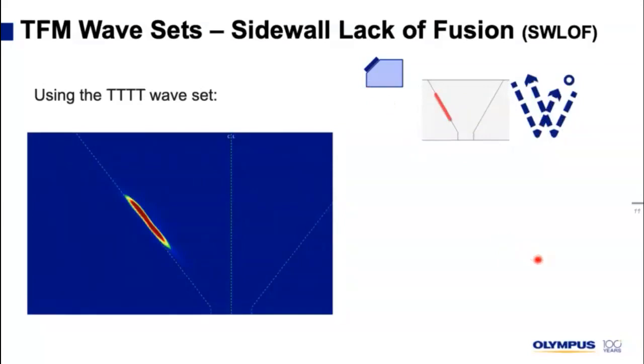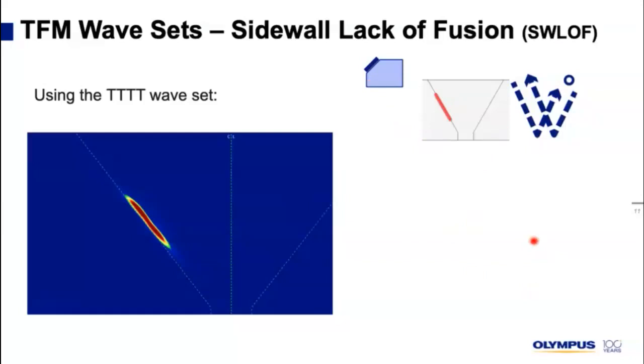But now with the TTTT, I really have a nice reflector. So now I'm seeing it. I have a very nice resolution as well. What happens here is that we're sending the sound to the back wall, it's bouncing on the defect, coming back to the back wall, and then back into the probe. So now we have a very optimal angle of incidence, and therefore a very large reflector, and we can image it very well using TTTT in TFM.